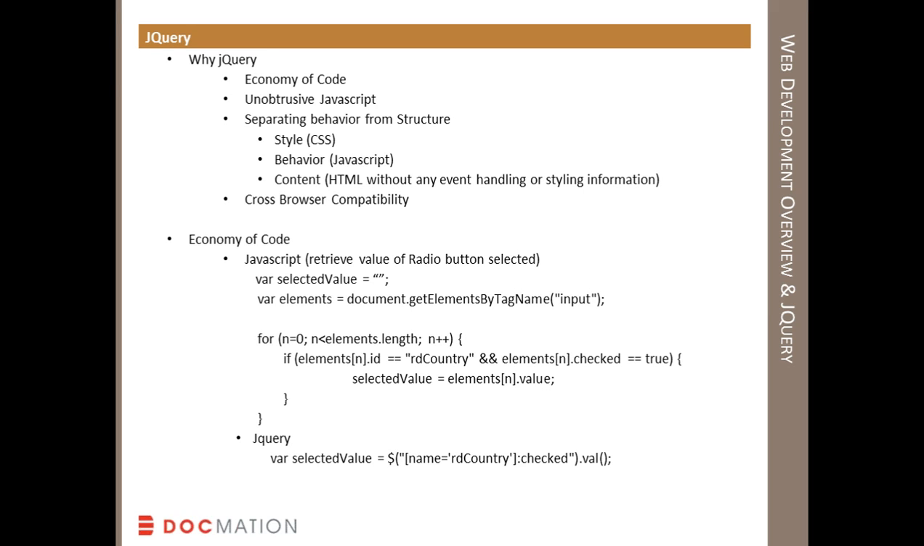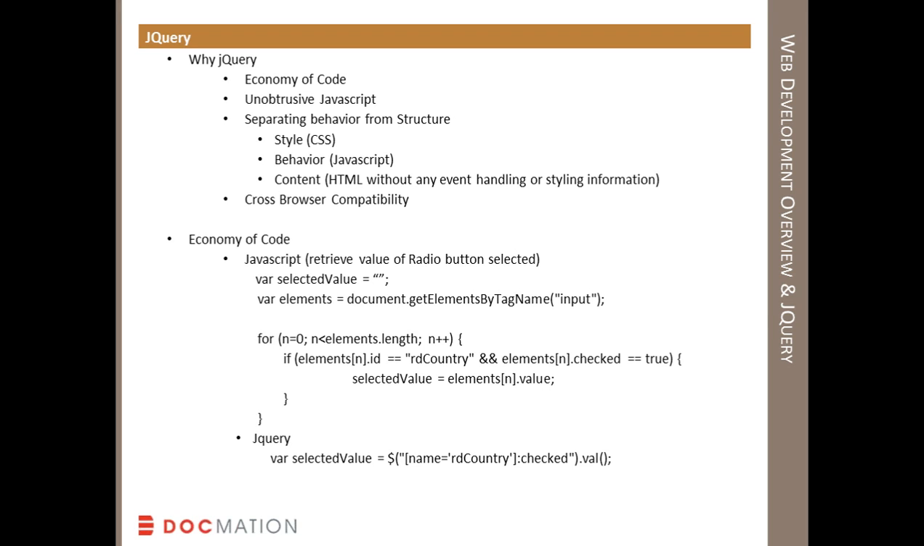We spoke about how jQuery gives us the ability to write very concise code. That's what we meant by economy of code, and we illustrated that with a very simple example. If I have to retrieve the value of the radio button that has been selected in a page, in the example that we did yesterday, we had 3 radio buttons with 3 different country names listed there.